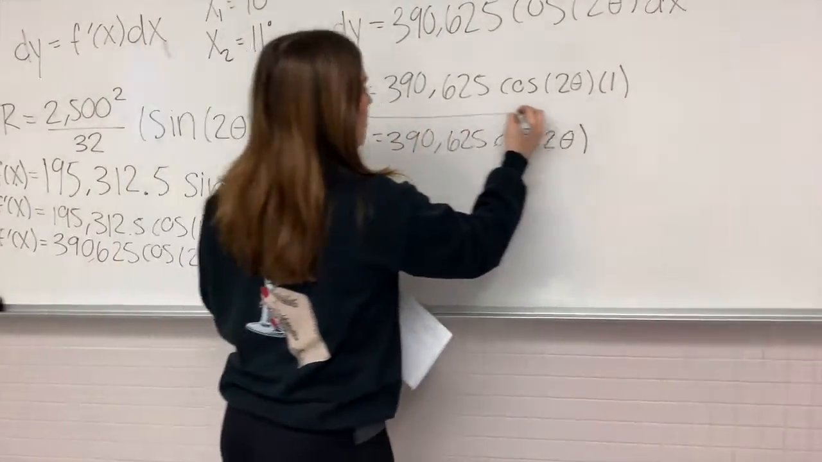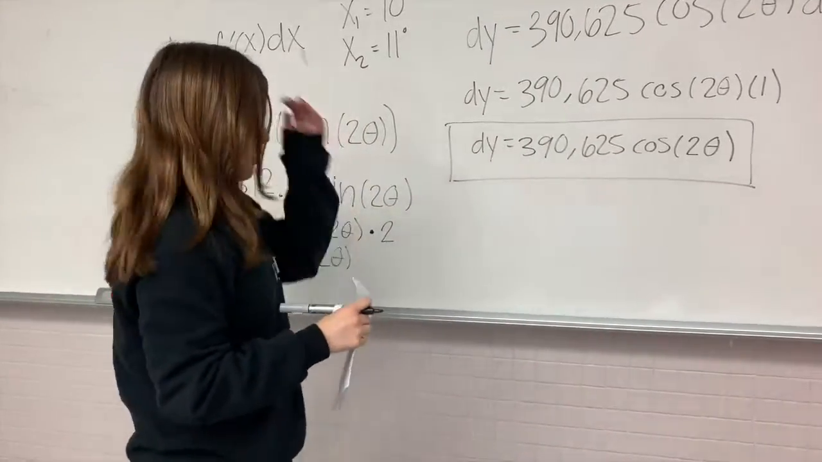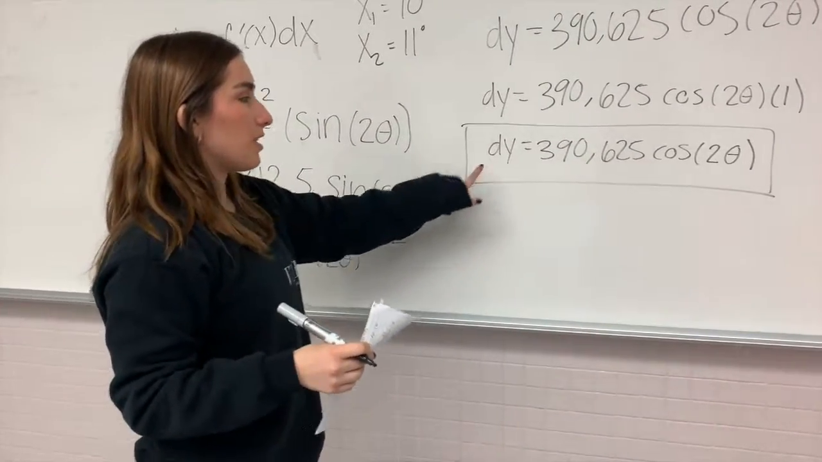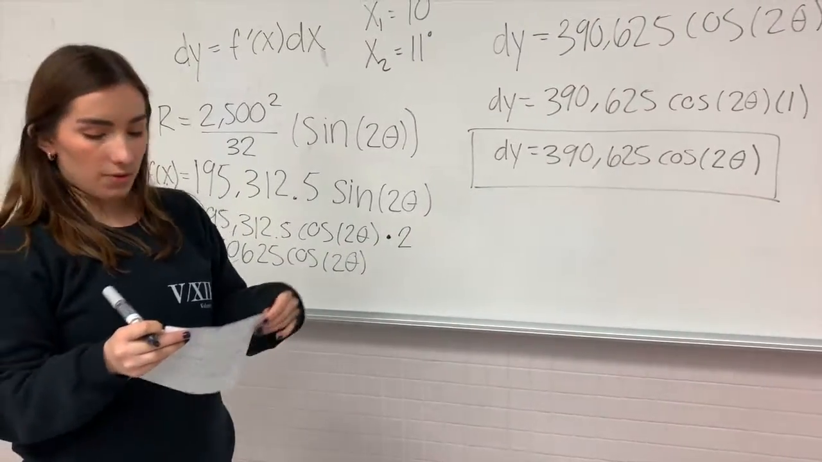And this is your final approximate differentiation, which will be dy equals 390,625 cosine 2 theta.